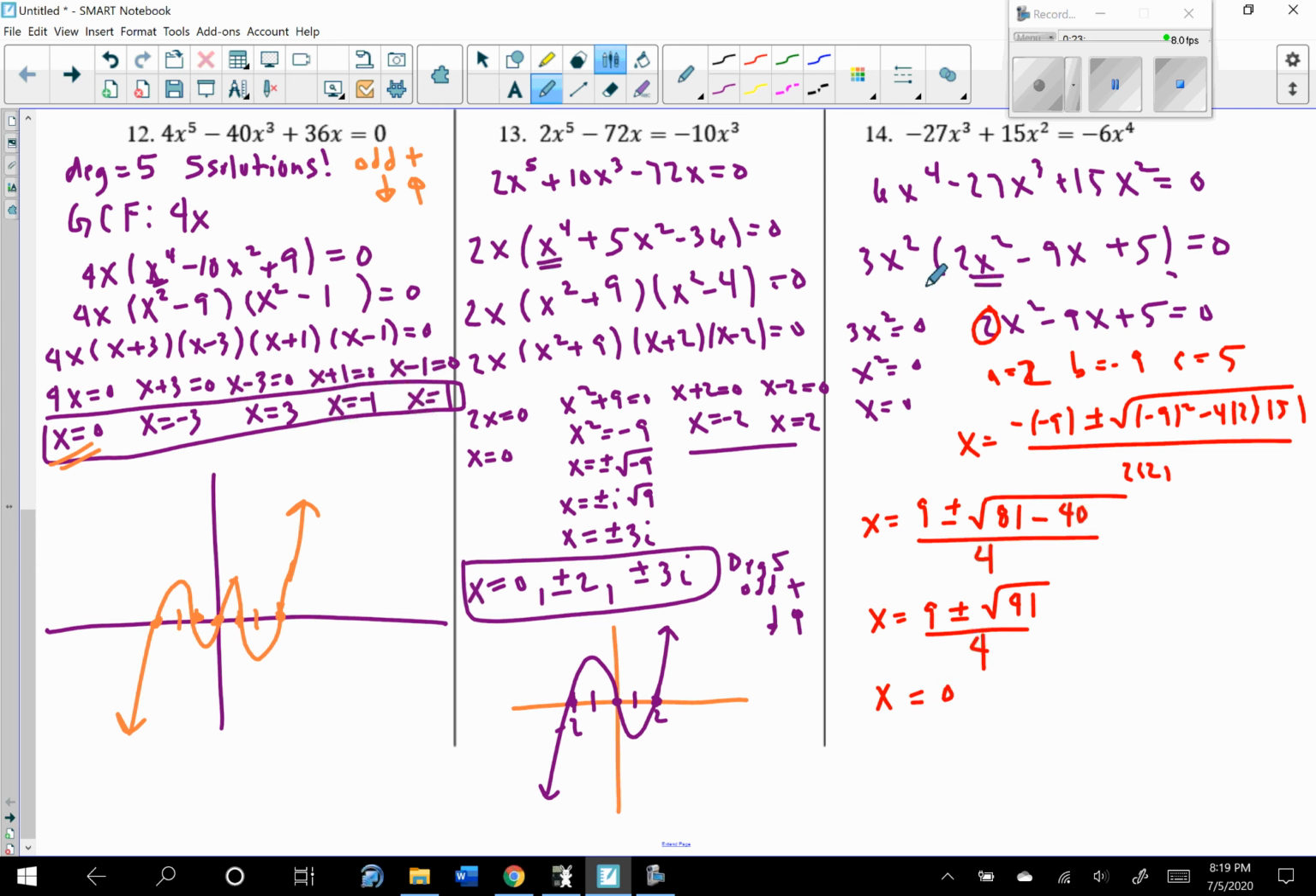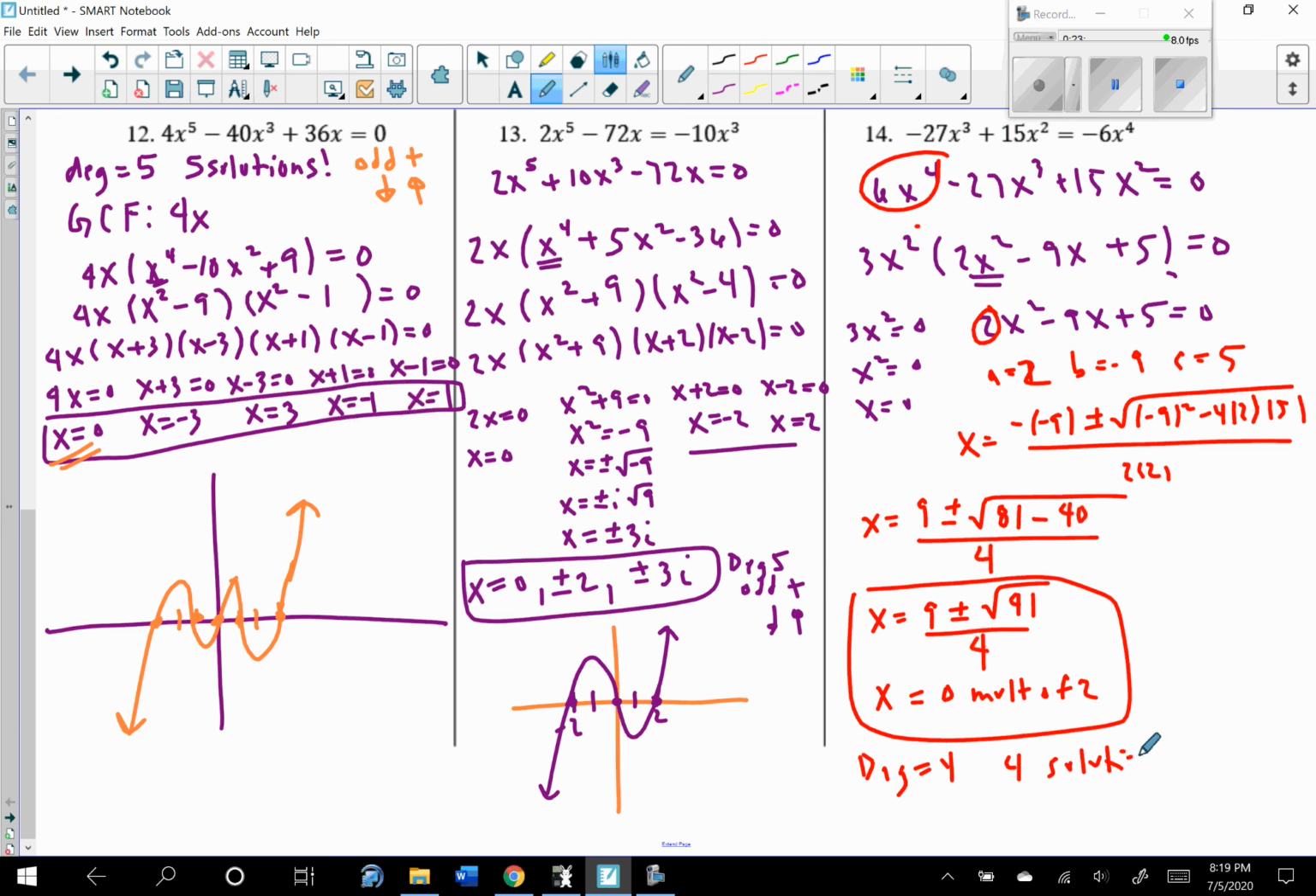So that means our solutions are 9 plus or minus root 41 over 4, and x equals 0. 0 was squared, so this has a multiplicity of 2. And so if we go back up here, what was the degree when we're in standard form? Notice the degree is equal to 4, so there were 4 solutions. So this counts as 2, and the plus or minus makes this 2. So that's the 4 solutions.